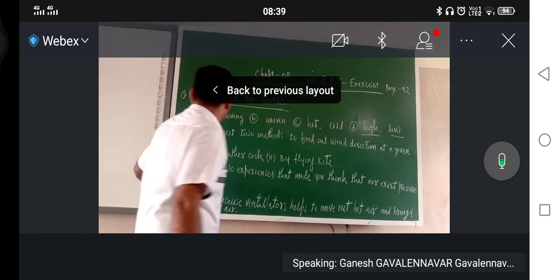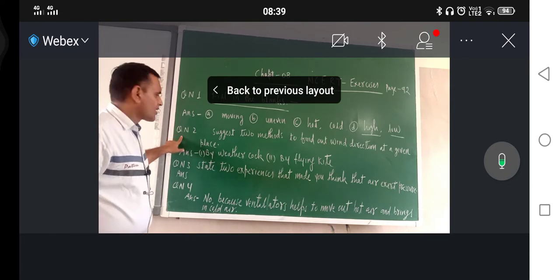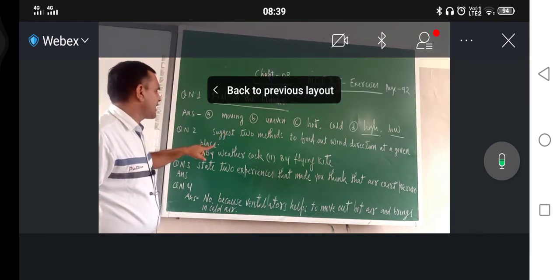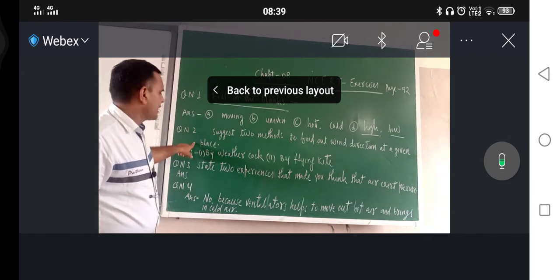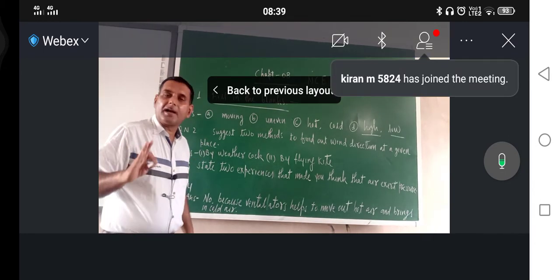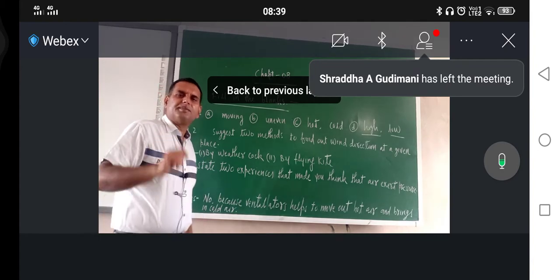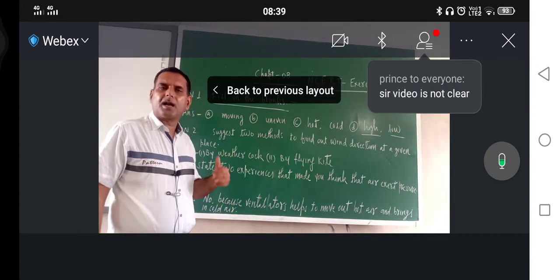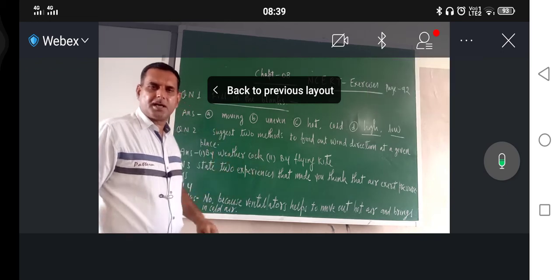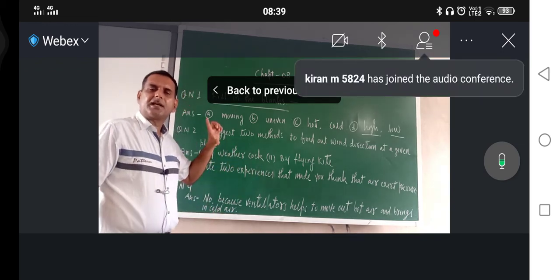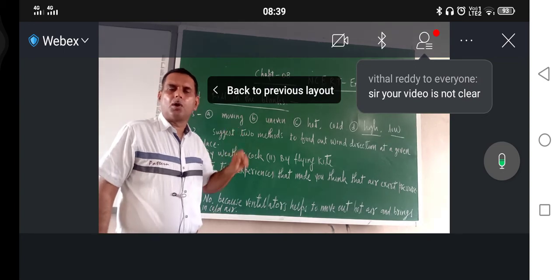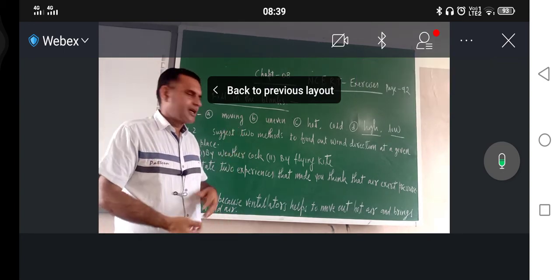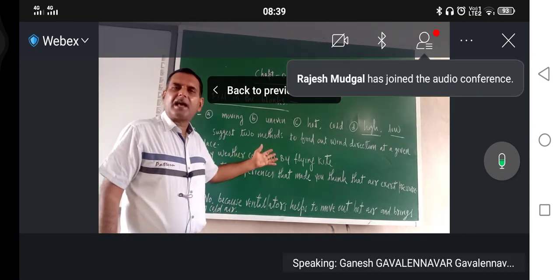Okay. Now question number two is: suggest two methods to find out wind direction at a given place. So how will you find the wind direction? Very easy method is there. Now you have not come to the school so far. Otherwise, here a weathercock is there, which is fitted at the top of the school building. The weathercock very easily tells the wind direction. And the second one is by flying a kite.